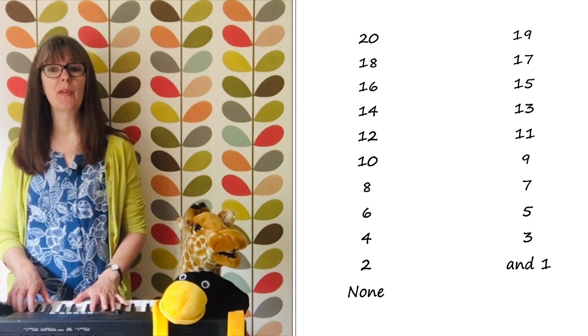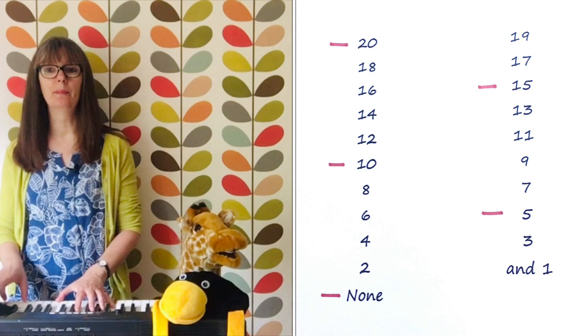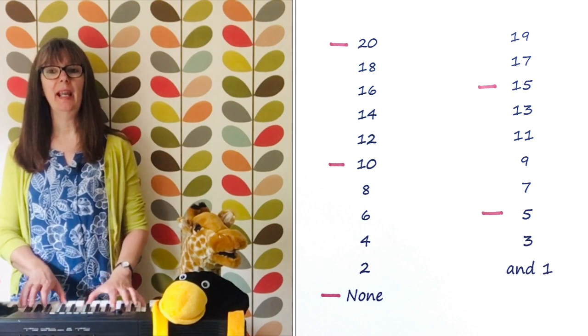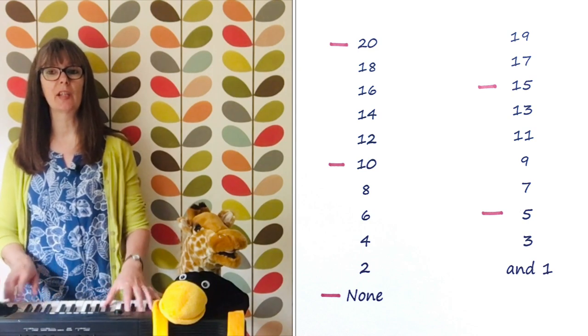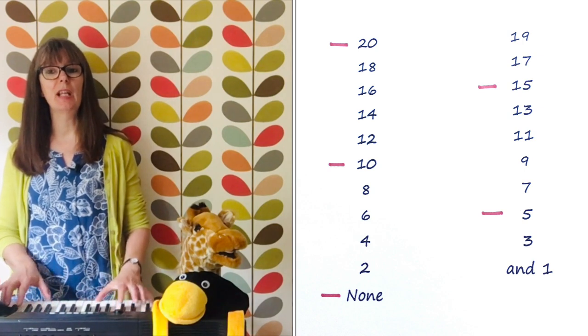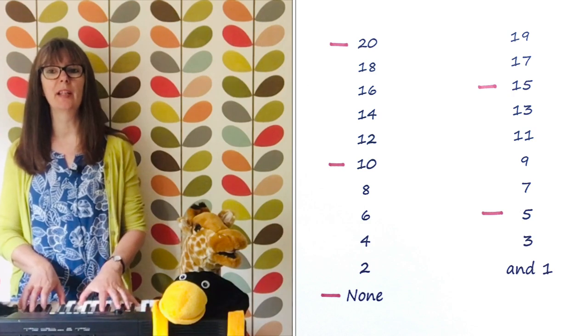If you see a number that has a wee line beside it, you're going to clap once. Here we go. 20, 18, 16, 14, 12, 10, 8, 6, 4, 2, none. 19, 17, 15, 13, 11, 9, 7, 5, 3, and 1.